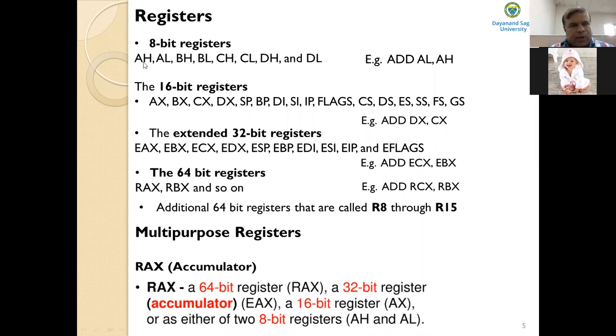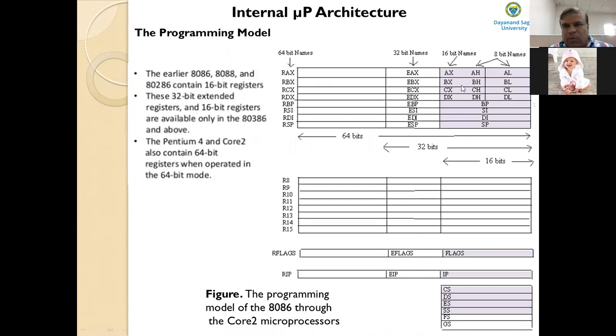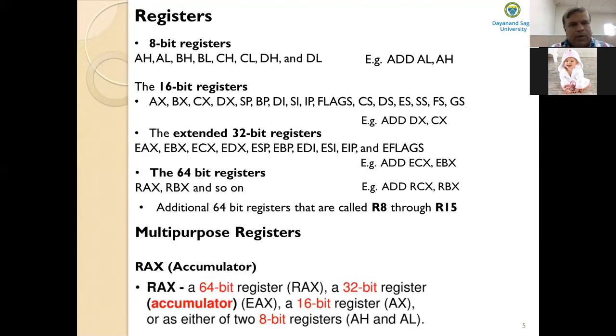So the programming model contains these registers, which are the 8-bit registers. The 8-bit registers are AH, AL, BH, BL, CH, CL, DH, and DL. If you observe the programming model, the 8-bit registers are AH, AL, BH, BL, CH, CL, DH, DL. They are the register names. So they are 8-bit registers. When I say 8-bit register, the length of the register is 8 bits. That means it can hold 8-bit data.